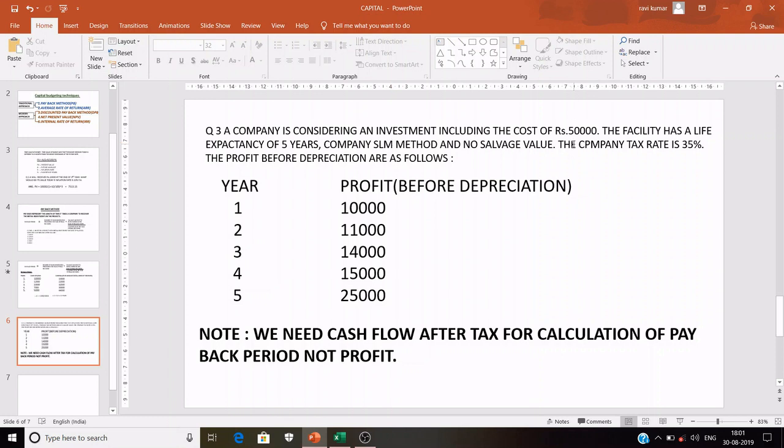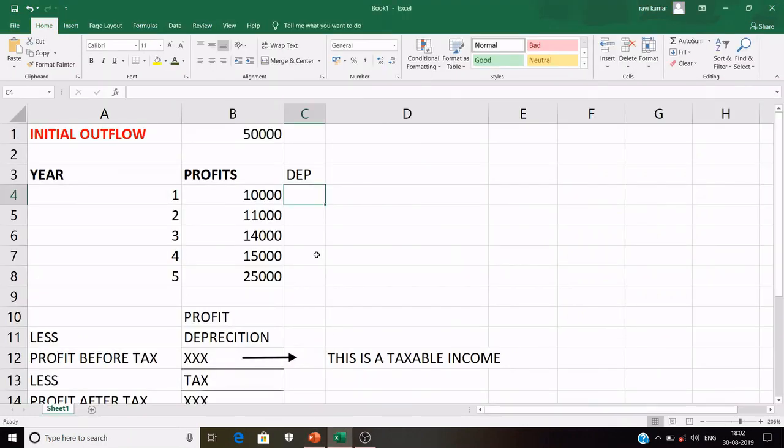We have a cost of 50,000 rupees and the N is 5 years, but we don't have any salvage value. So to get depreciation, what do we do? We'll divide 50,000 rupees by 5. So here, write equals to 50,000 rupees divided by 5. We'll get the depreciation amount, that is 10,000 rupees.